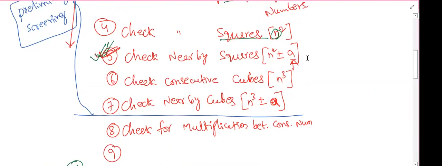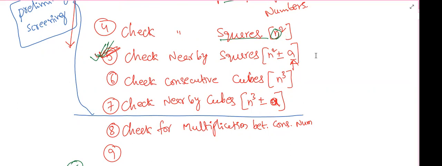After that, if they are not matching, then we have to check nearby squares. Nearby squares means perfect square is not available, but perfect square plus or minus something may be there: +1, +2, +3, or -1, -2, -3, or -n, or +n.